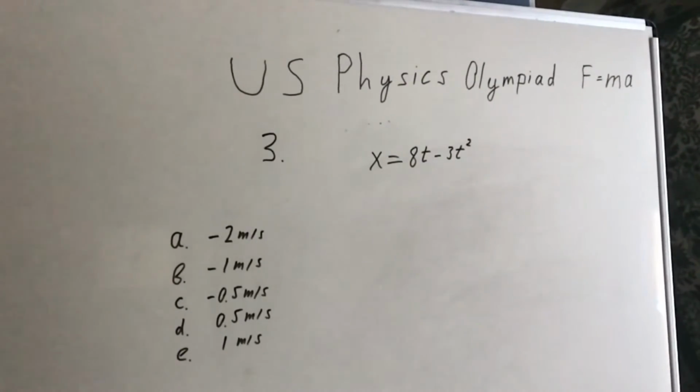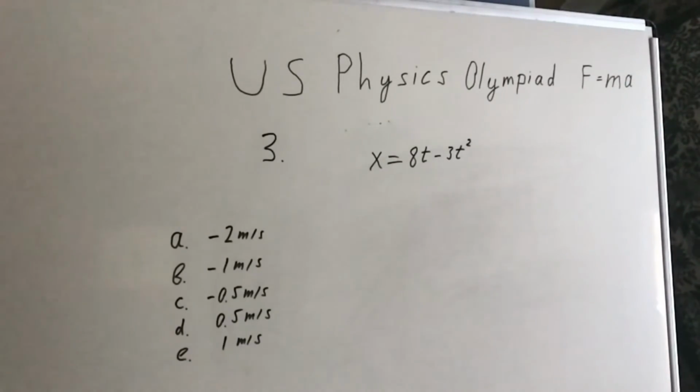Problem number 3. The coordinate of an object is given as a function of time by x equals 8t minus 3t squared, where x is in meters and t is in seconds. Its average velocity over the interval from 1 second to 2 seconds is, that's the question, between 1 second and 2 seconds.